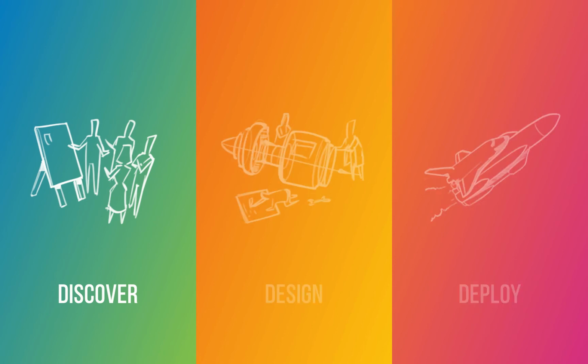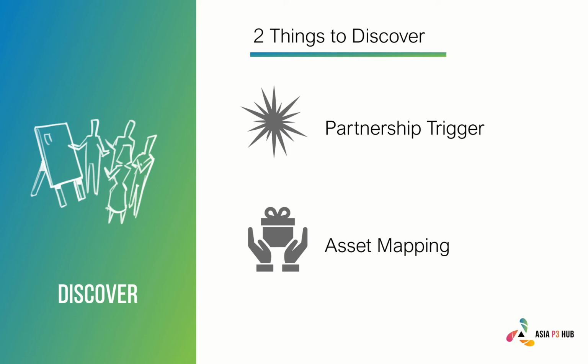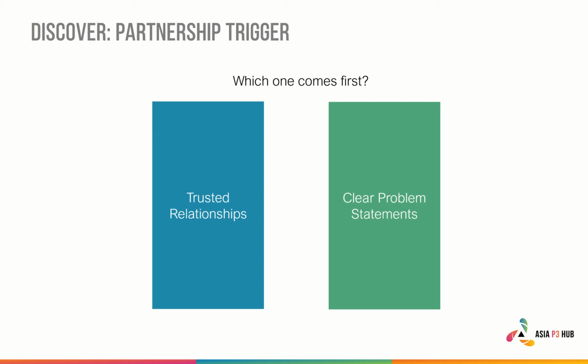Let us start with the first phase, discover. Now, as you can imagine, if we are talking about multi-sector partnerships, the first step is really about discovering and fact-finding before we do anything else. When we say partnership trigger, what we are referring to is the impetus as to why people or parties want to partner in the first place.